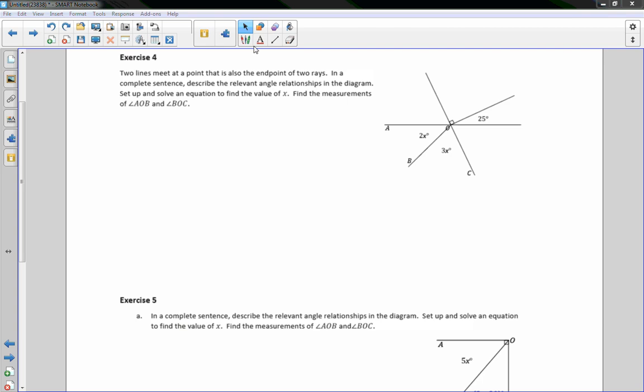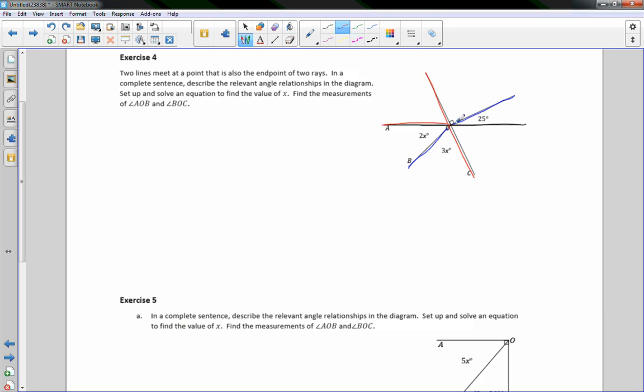Two lines meet at a point that is also the end point of two rays. Okay, so where are these two lines? Just pick a line and draw a straight line through. That is a straight line. That is not one of the rays. This is a straight line. That is not one of the rays. We'll do the rays in blue. Here is a ray, and here is a ray.